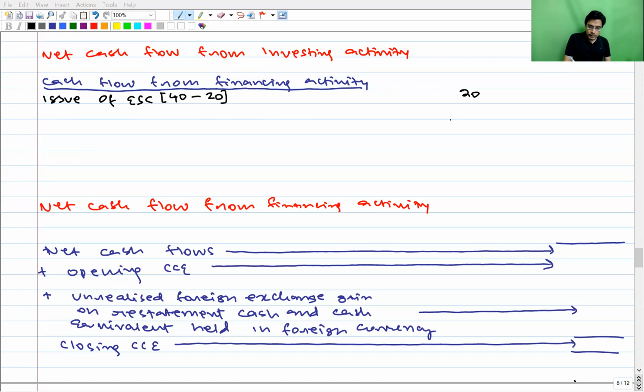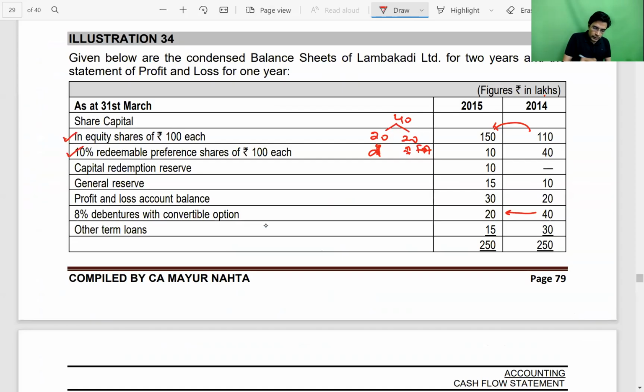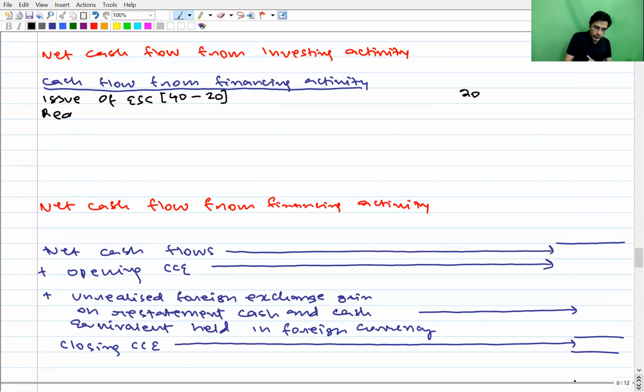Next, preference shares have been redeemed. The opening balance is 40 and the closing balance is 10. So we have redeemed preference shares of 30. So redemption of preference shares will be recorded in financing activity as a cash outflow. Redemption of preference share capital.